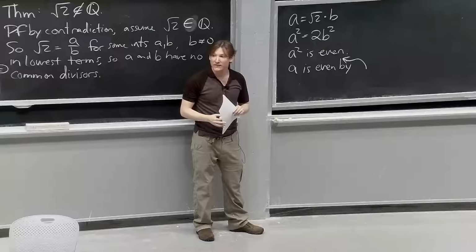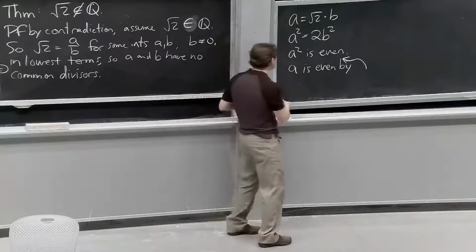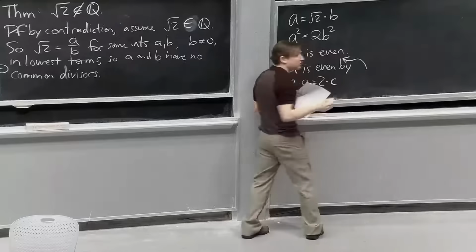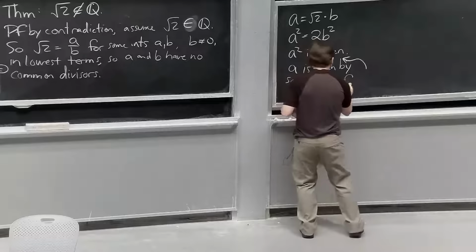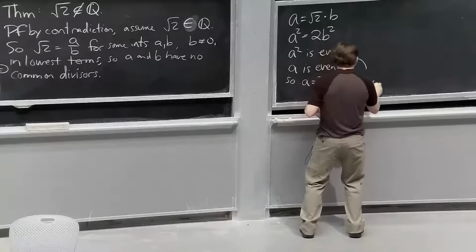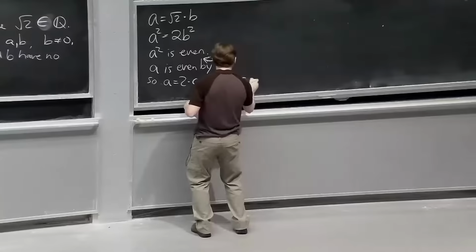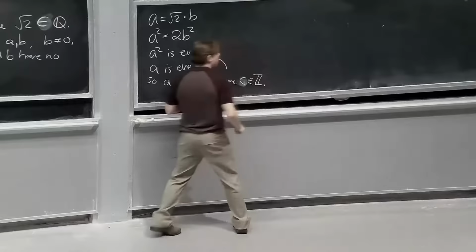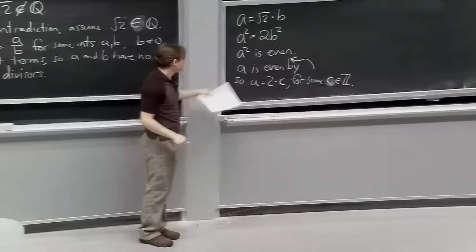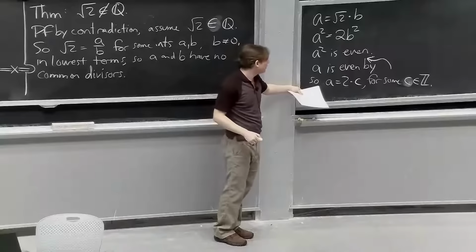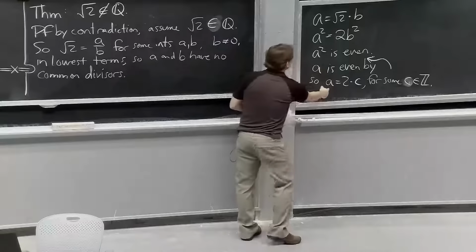OK, what does it mean for a to be even? So a equals 2 times some integer c, for some c in the integers. That's what it means for a to be even. It's 2 times an integer. So let's keep going. Let's put this back into our formula.